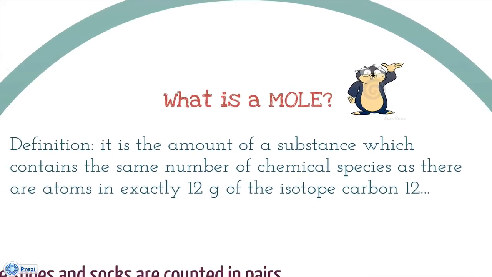It's defined as the amount of a substance which contains the same number of chemical species as there are atoms in exactly 12 grams of the isotope carbon-12. That's a very formal IB definition of what a mole is, but let me explain it in simpler terms.